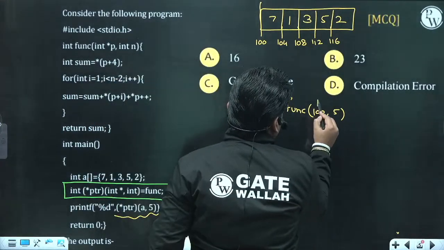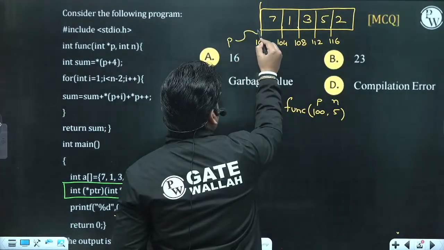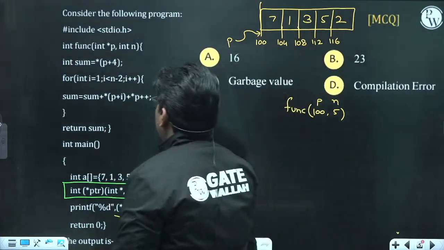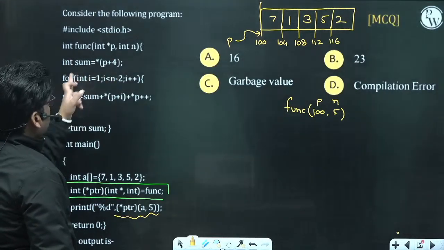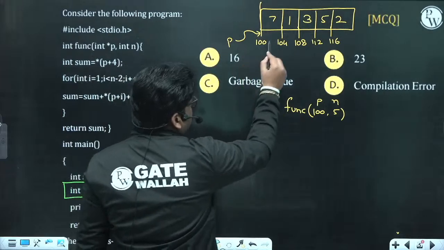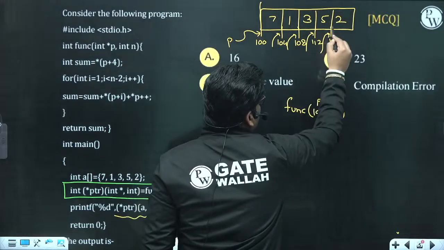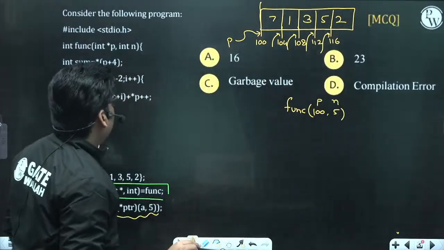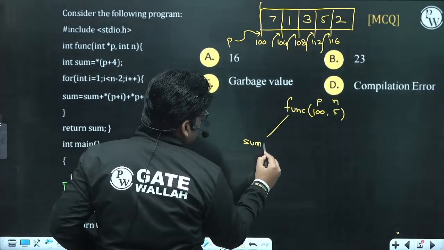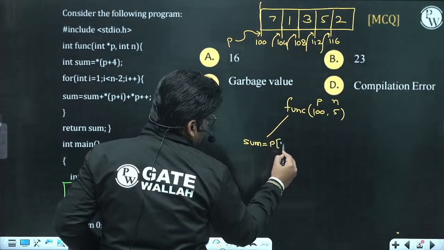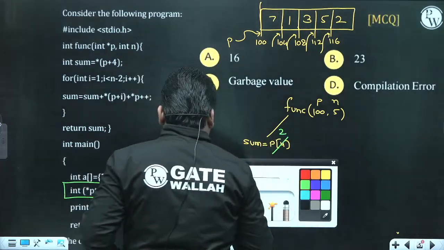Formal argument is a pointer and here it is a variable. That means P is now pointing to this address. Now, int sum is equal to P of 4. The value of sum becomes P of 4. See, if this is P plus 1, P plus 2, P plus 3, P plus 4 is this address, and star P plus 4 is 2. Is that okay? So the very first line that executes is sum is equal to P of 4. So what is the value of P of 4? P of 4 is 2. Done.